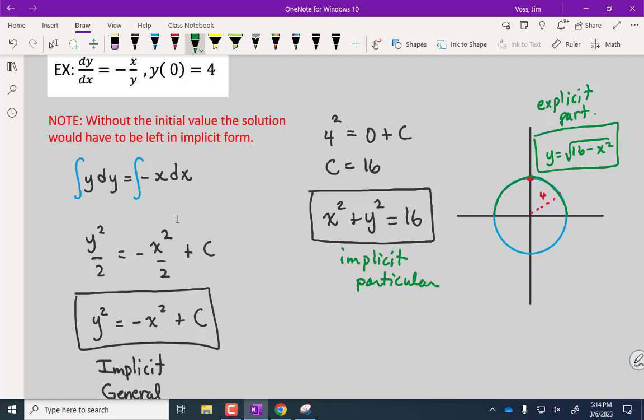What's that? There's 4 different types. Implicit general, like explicit general.